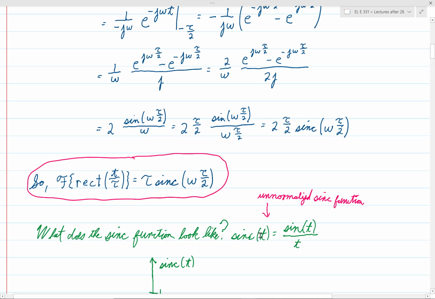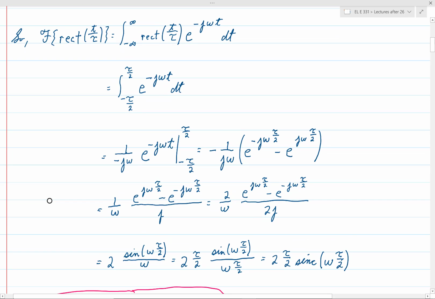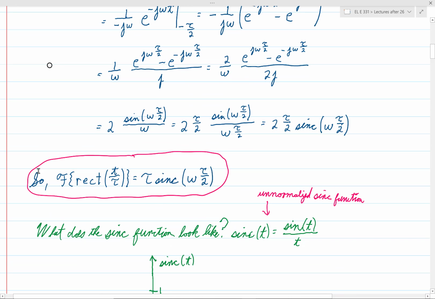And so if that's the way we define sinc of t, then you can see that sine of omega tau over 2 divided by omega tau over 2 is just the sinc of omega tau over 2. And so we then are finished. Remember, what we're finding here is the Fourier transform of the rect of t over tau. And so we have found that the Fourier transform of that is equal to, of course, 2 times tau over 2 is just tau, and then we have the sinc of omega tau over 2.